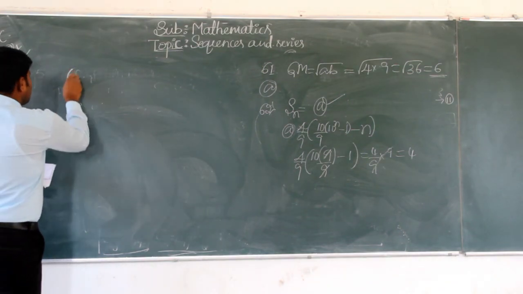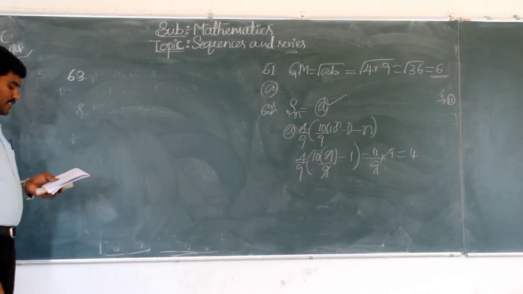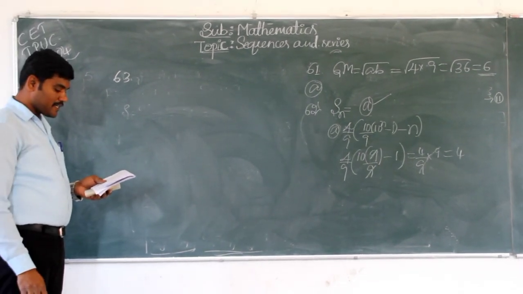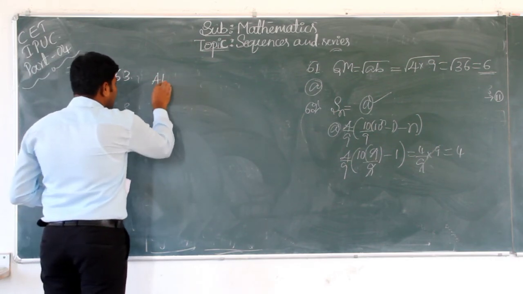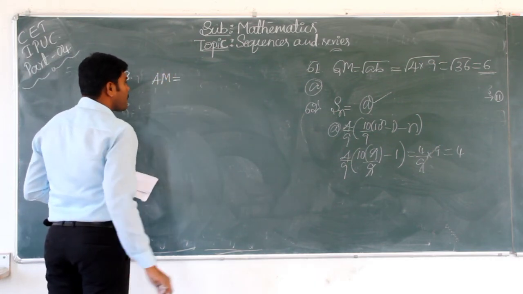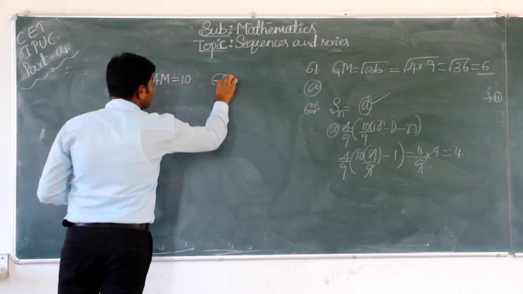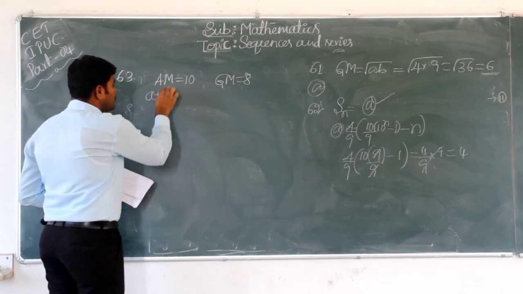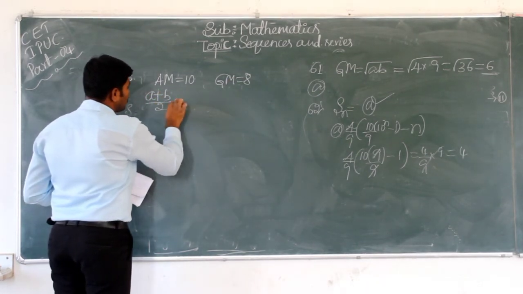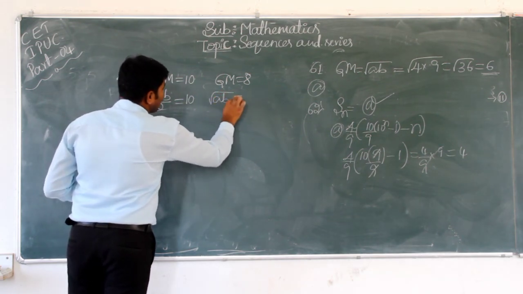Question 63. If the arithmetic mean and geometric mean of two positive numbers A and B are 10 and 8 respectively, find the numbers. Here the arithmetic mean is given as 10 and the geometric mean is 8. The arithmetic mean, you know, is A plus B upon 2, which is equal to 10. The geometric mean is root AB, which is equal to 8.